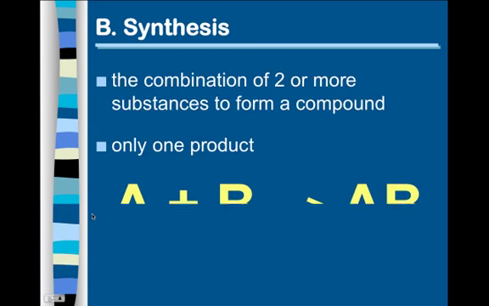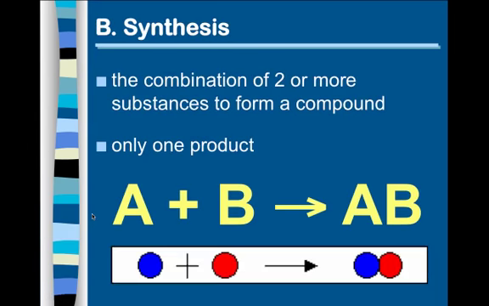The second type of reaction is a synthesis reaction. Synthesis is when you synthesize something or you make something. You're putting something together. Synthesis means the combination of two or more substances to form a compound. You only have one product. Notice AB here, you only have one product on your right side. You're taking A plus B, but you only have one product.